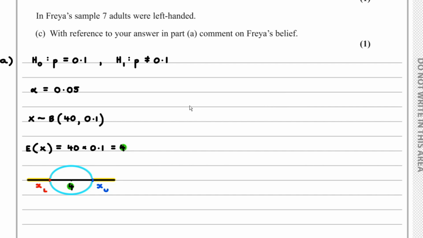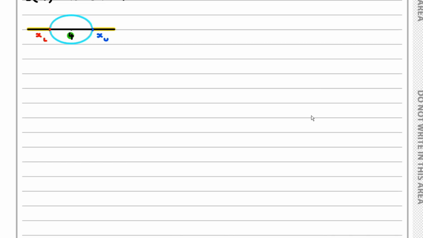Now, the important thing in this question is to realize we have a two-tailed test. So we have 0.025 on this side and 0.025 on this side. So let's focus on this side. We would reject H0 if the probability of X being less than X lower is less than or equal to 0.025. So what we can do first of all here is go to the tables to help us find out what X lower is.